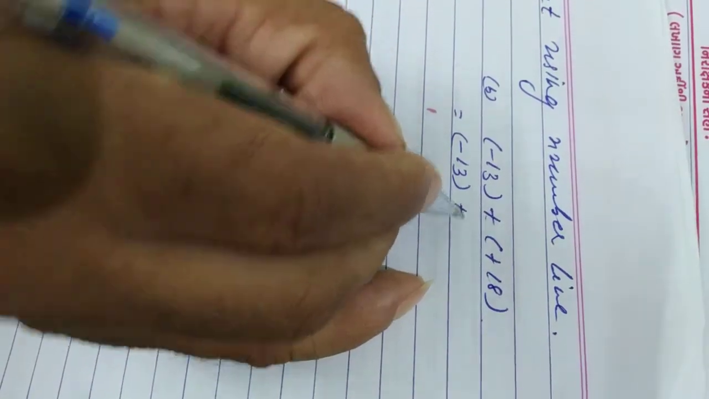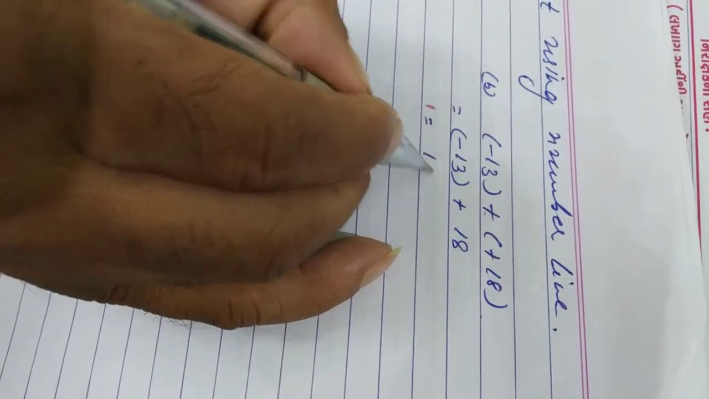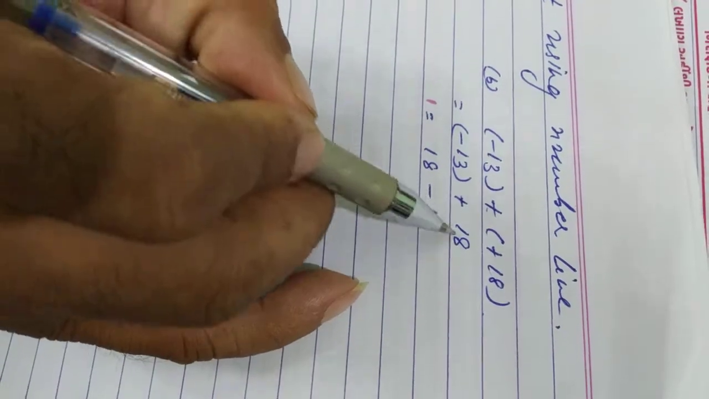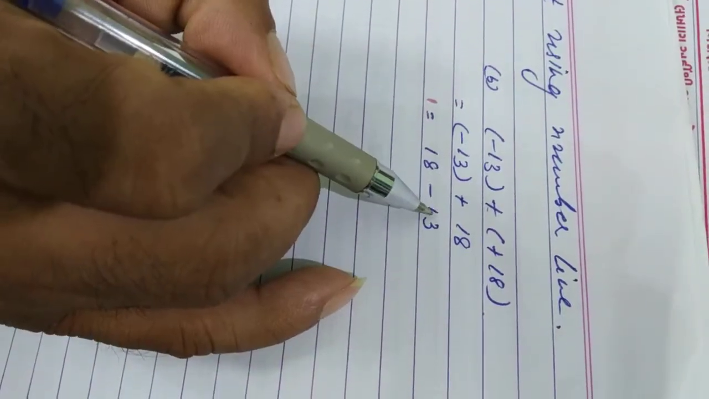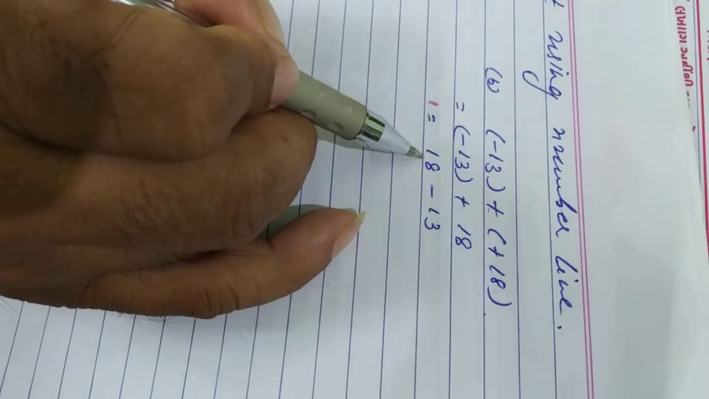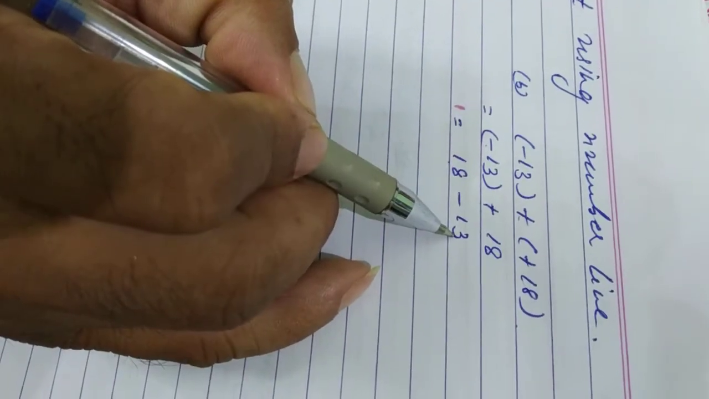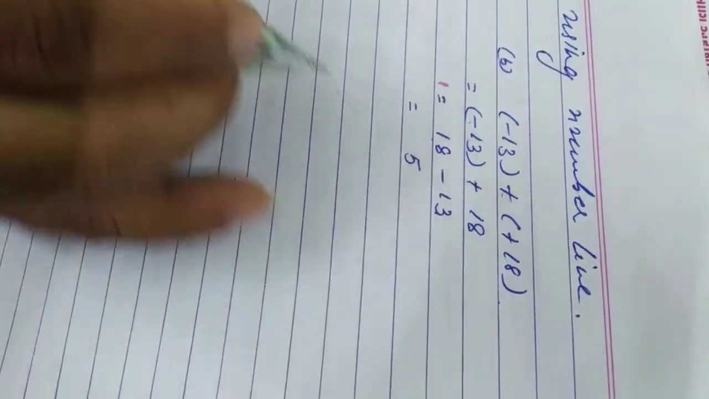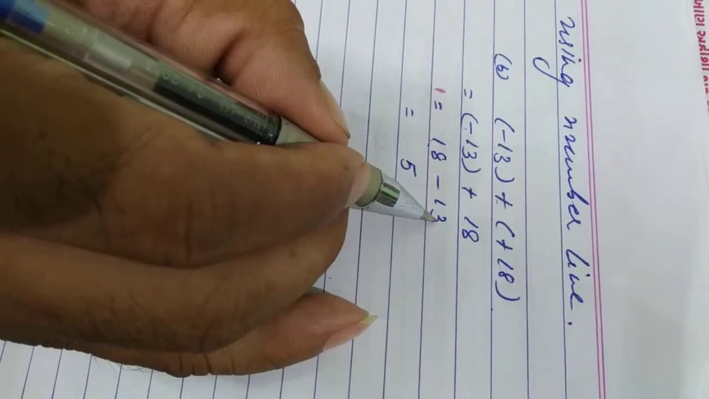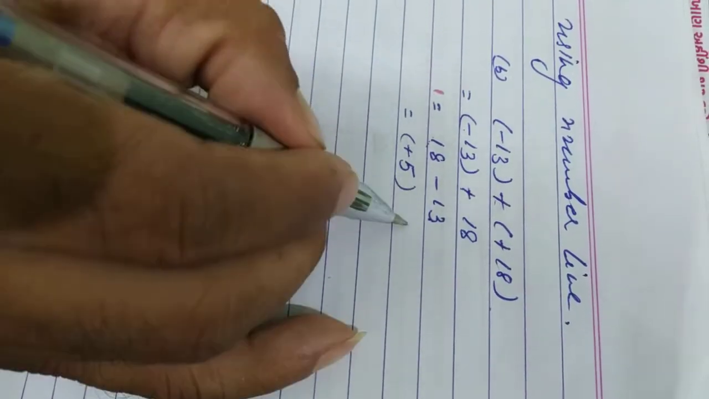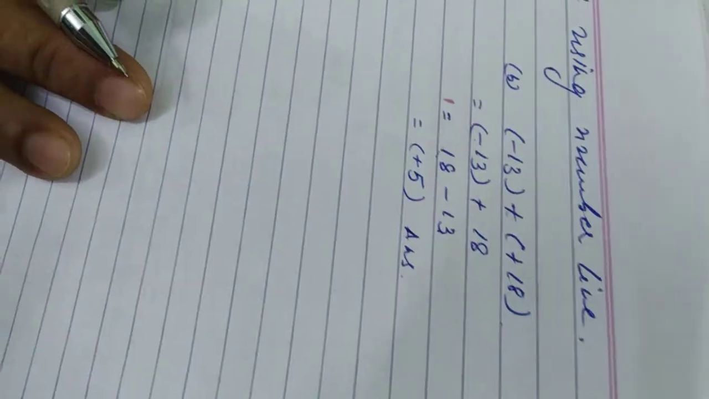Can we write 18 minus 13? See here, I have just changed the order of the given numbers, but I have not changed the sign in front of the number. See the plus 18. So plus 18 minus 13. So 18 minus 13, what do we get? 5. Right? And 18 is bigger than 13, and before 18 there is a plus sign. So what answer do we get? Plus 5. Got it?